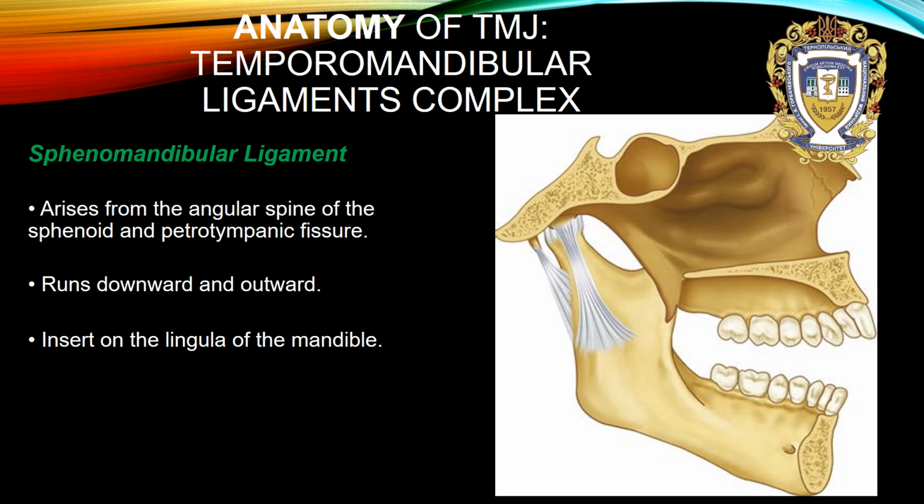Sphenomandibular ligament, ligamentum sphenomandibulare, arises from the angular spine of the sphenoid and pterygotympanic fissure, runs downward and outward, and inserts on the lingula of the mandible.